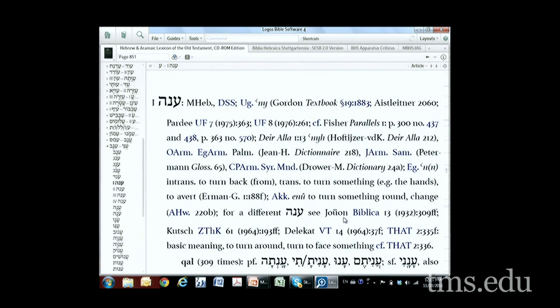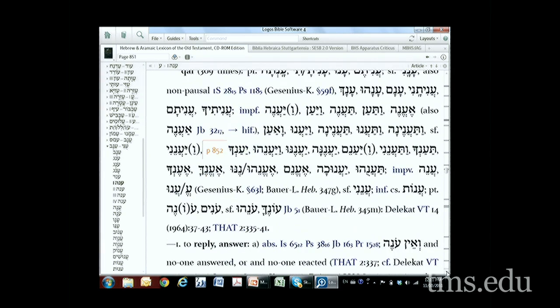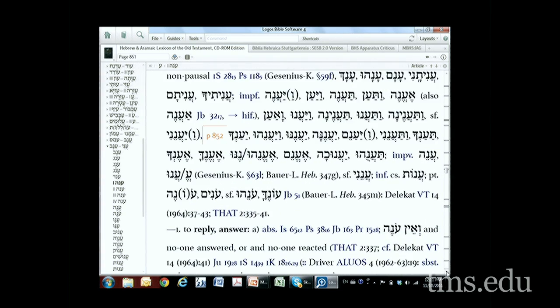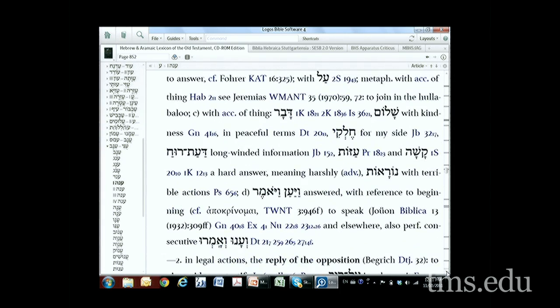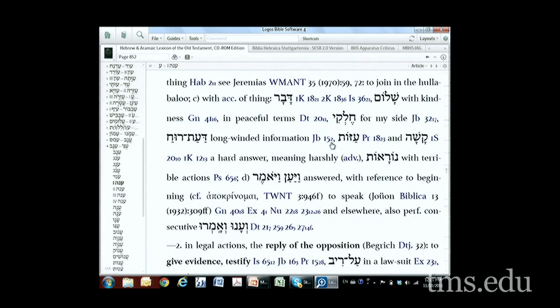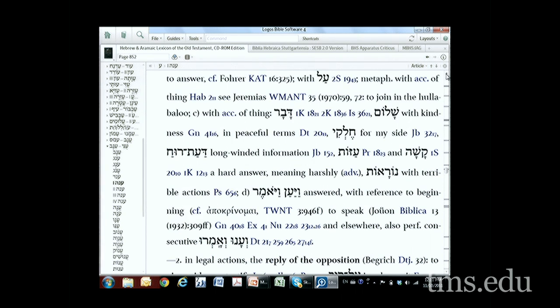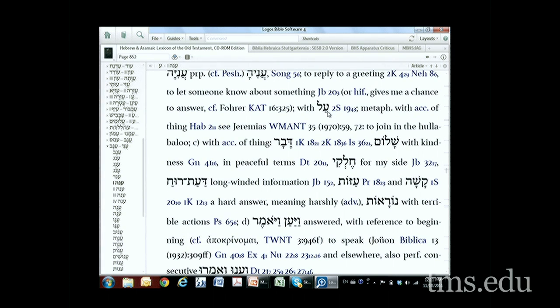All right, here we go. We've got Anah, 309 times in the Qal. And we go down through the source of thing here. We have the idea of reply or answer. And it says sometimes with reply or answer with a meaning, it's used with the preposition al.